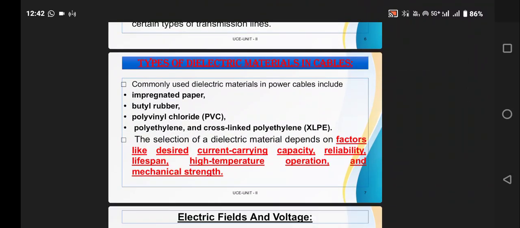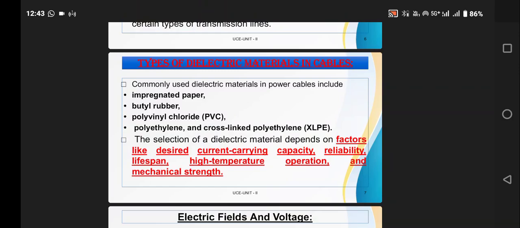Types of dielectric materials in cables: impregnated paper, metal paper, polyvinyl chloride, polyethylene, cross-linked polyethylene. The selection of dielectric material depends on factors like desired current carrying capacity, reliability, lifespan, high temperature operation, and mechanical strength.